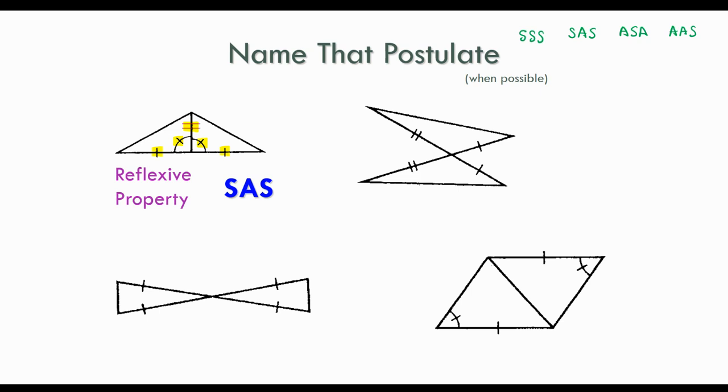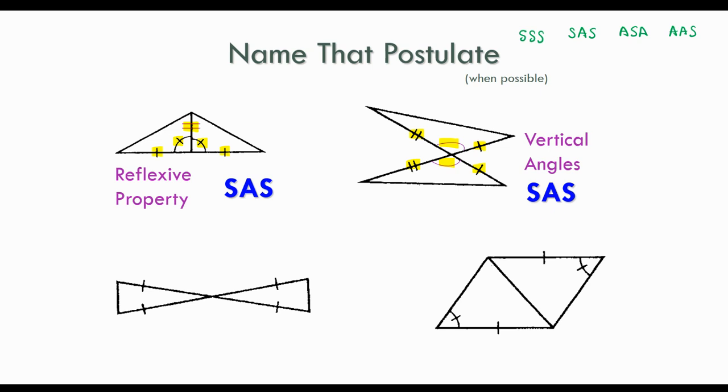If we look at the top right, notice that we only have two things. But if you notice how these triangles are positioned, we have vertical angles. And remember, vertical angles are congruent. So I do have three things marked in my triangles. Notice how we've got a set of sides, an angle that's right next to it, followed by another set of sides. So we've got side, angle, side again.